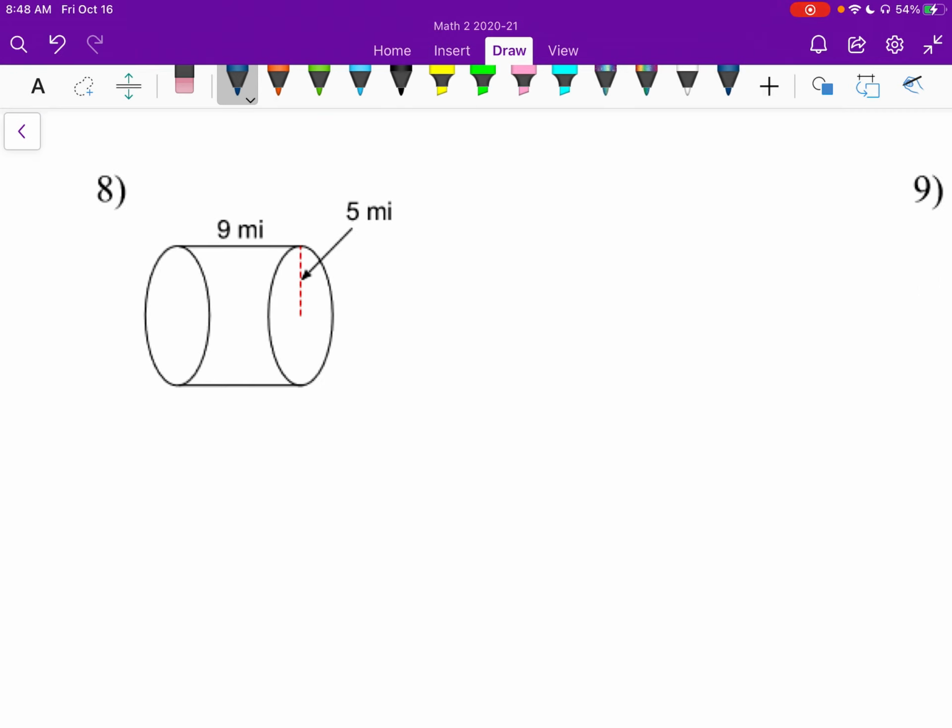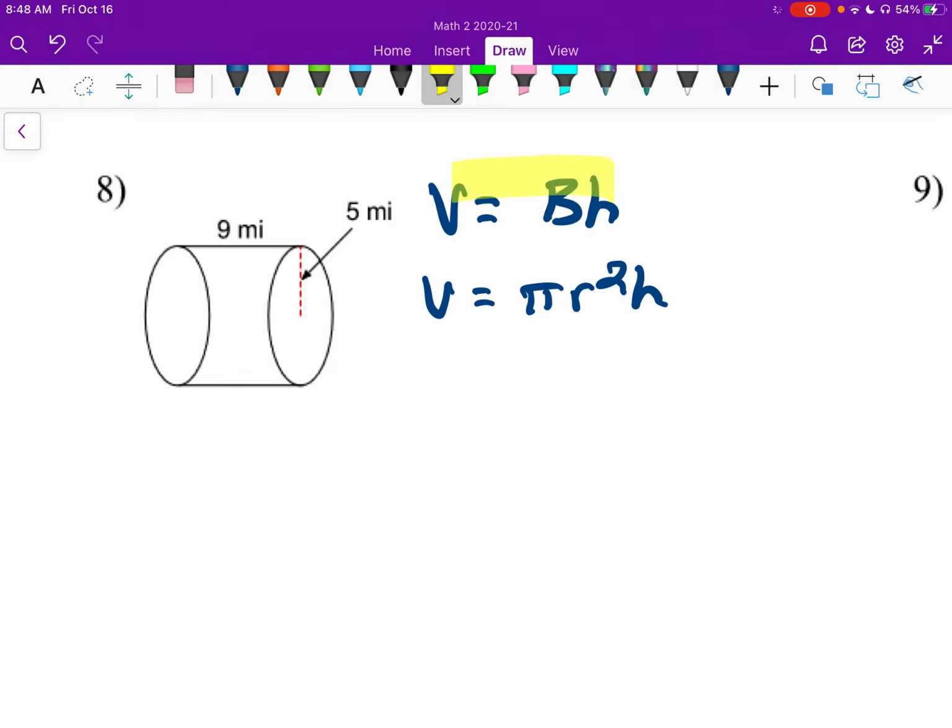Number 8, we have another cylinder. At least I think we've already done a cylinder. Volume is going to be big base times height because it follows the rule for a prism. And we could plug in, if we wanted to, for the big base, pi r squared height, right? Because that's just the area of a circle. I think it's good to memorize this formula. And then if you know that formula, you should be able to get to this formula anytime you want. So make sure you know that big base times height formula.